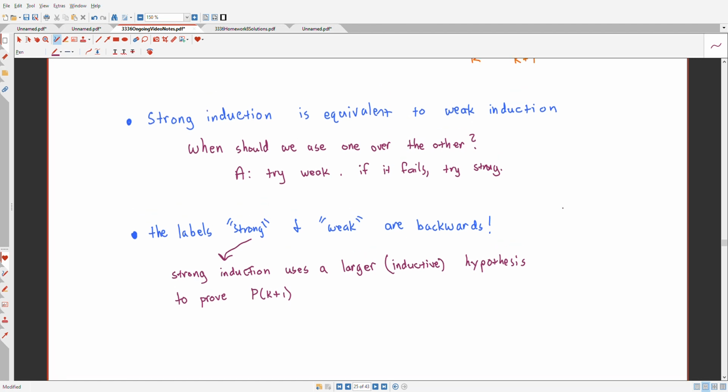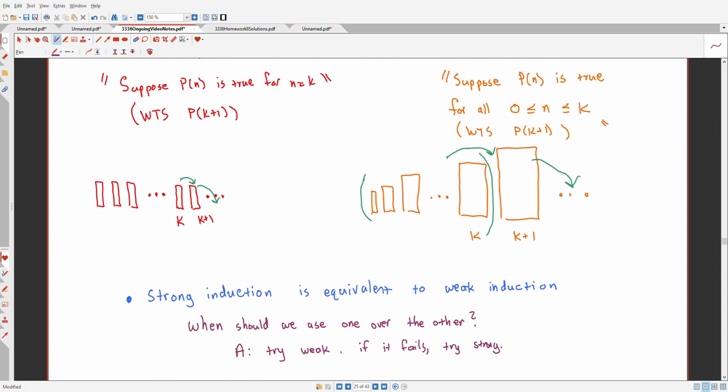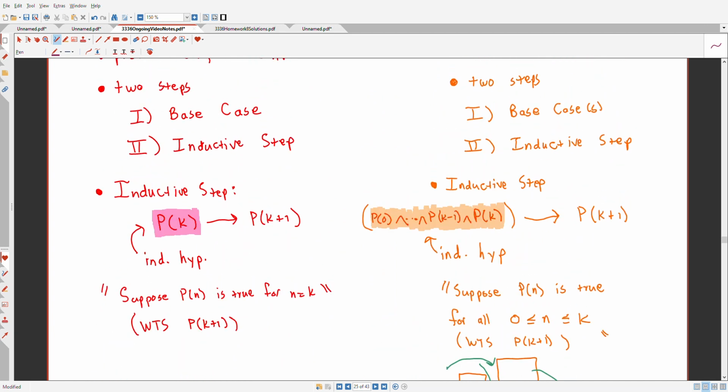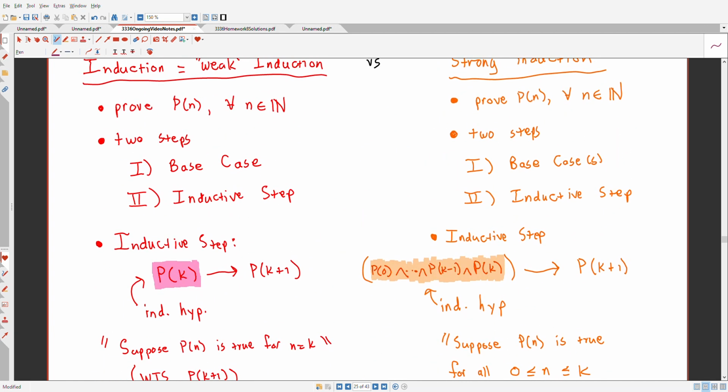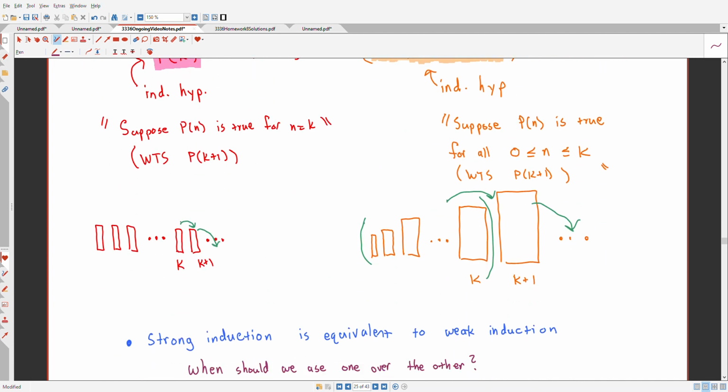In math world and in comp sci land, whenever you talk about strong induction, this is what they mean. Your inductive hypothesis does not just include your previous step. It includes all previous steps. So it's a stronger hypothesis. Okay.